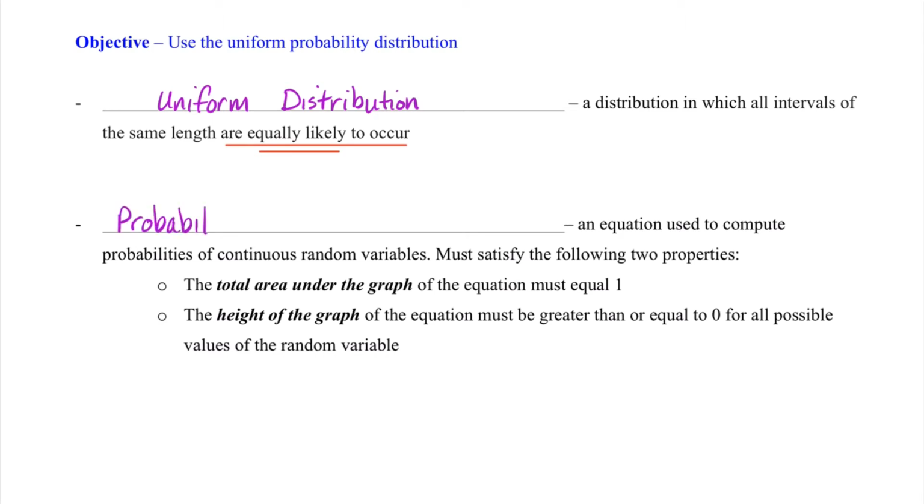The next idea though would be a probability distribution function. This is an equation used to compute probabilities of continuous random variables. They must satisfy the following two properties. First, the total area under the graph of the equation must equal 1, and then the height of the graph must be greater than or equal to 0 for all possible values of the random variable. The height of the graph will represent the probability of the outcome in discussion.